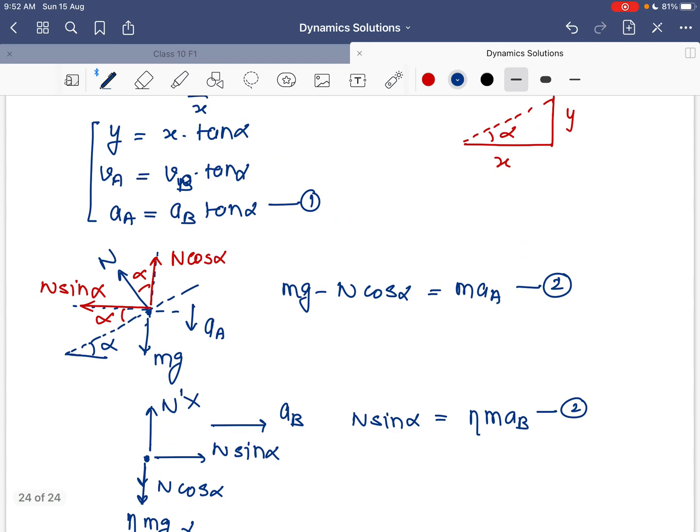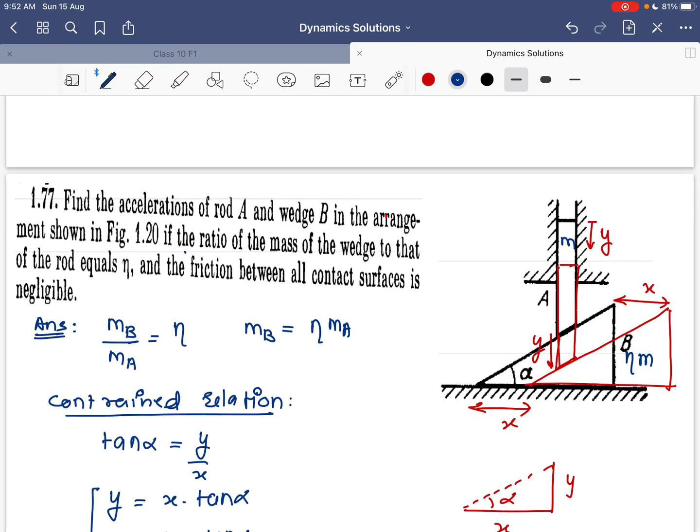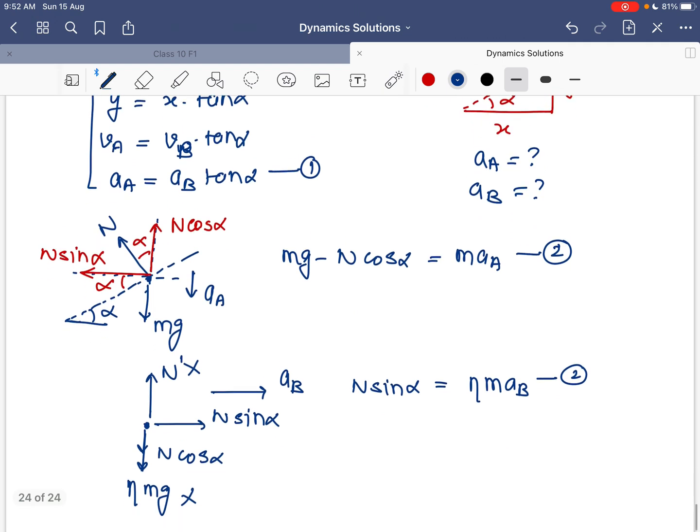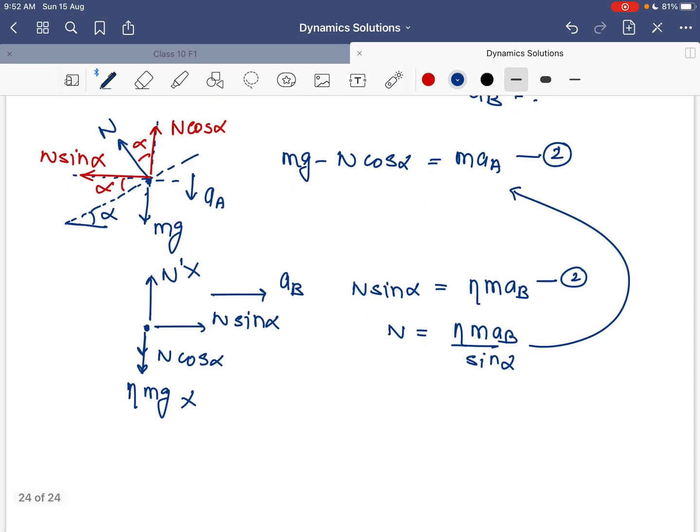And now, what we have to find? We need to find the accelerations, AA and AB. So first of all, I will write everything in terms of AB. From equation 2 I can replace normal reaction as eta m into AB upon sine alpha, and I will put this in equation 1. So mg minus, in place of n, eta m acceleration of B upon sine alpha into cos alpha is equal to m into acceleration of A.